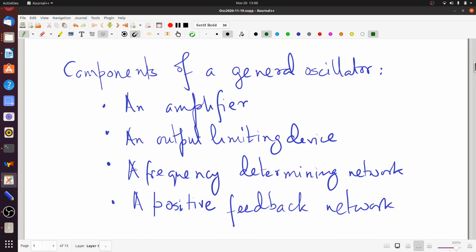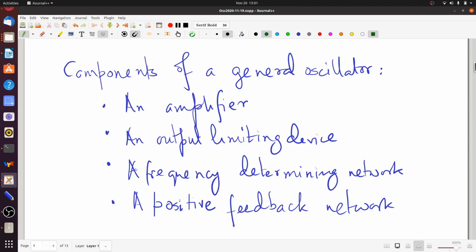Now, though I have listed these four components, you have to realize that it's not always true that you can break up the oscillator into four modules, each part of which does one of these tasks. That usually does not happen. Very often, for example, the amplifier and the output limiting device are basically the same part of the circuit. Very often, the frequency determining network and the positive feedback network are essentially again rolled into one. Sometimes, as you will even see, it's very difficult to distinguish the amplifier from the positive feedback network.